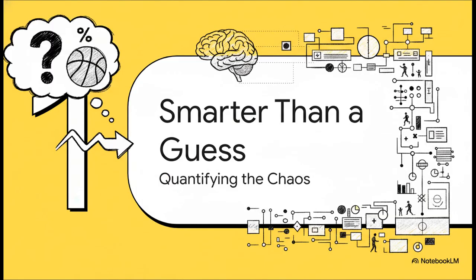You know, most sports predictions kind of feel like a gut call, right? It's just educated guesswork, really. But what if you could ditch the guesswork? What if you could actually quantify the chaos of a live basketball game with some serious precision?